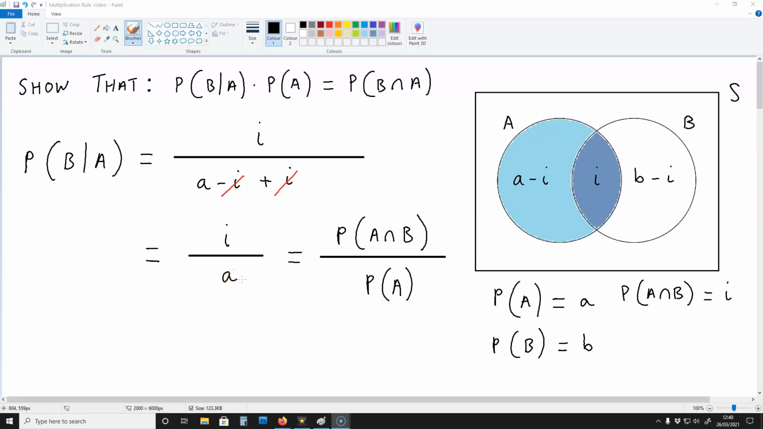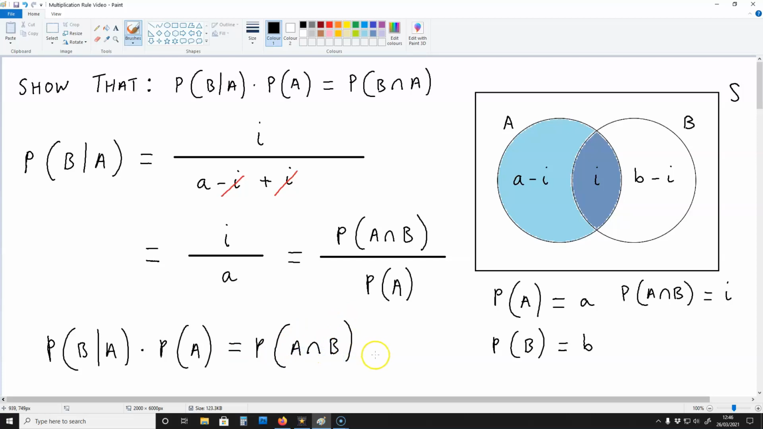If we want to get the result up here, we simply multiply both sides of the equation by the probability of A. And that leaves us with the probability of B given that A times the probability of A is equal to the probability of A intersection B. And this over here is the multiplication rule for probabilities.